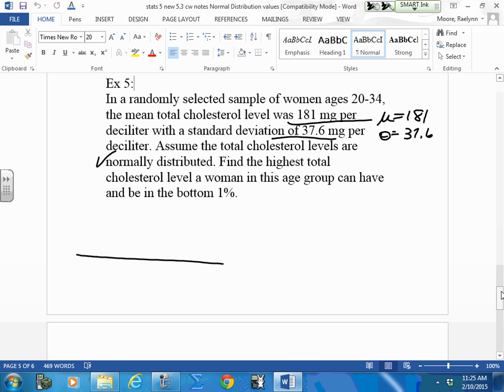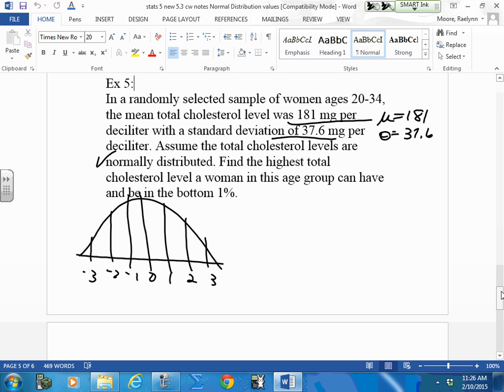Now, this is their true bottom. So we're going to separate this again. We're going to put your mean out here, and we're going to add 37.6 all the way up. We're going to subtract 37.6 all the way down. There's a bigger discrepancy in cholesterol levels, obviously, because look at your standard deviation, 37. That's a big difference.